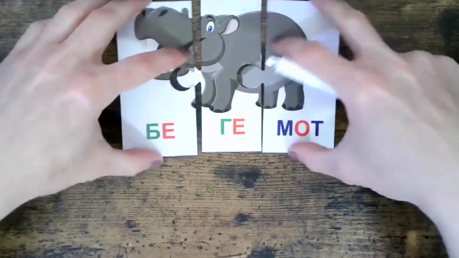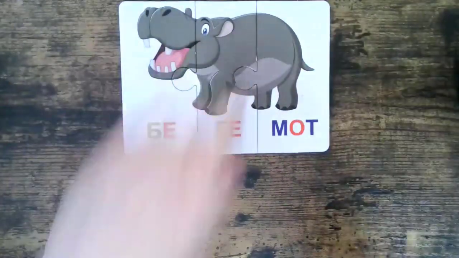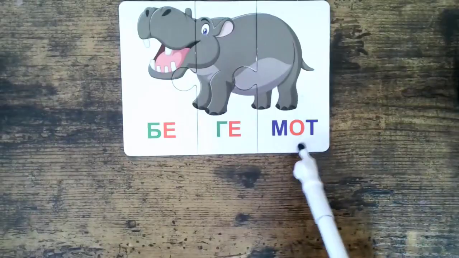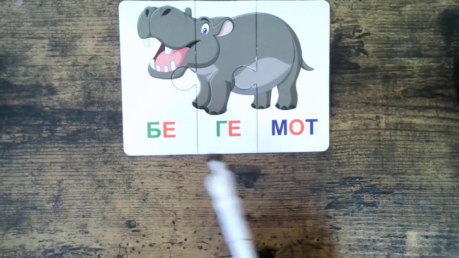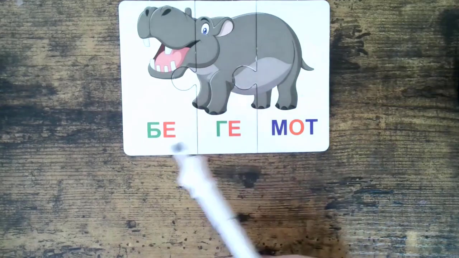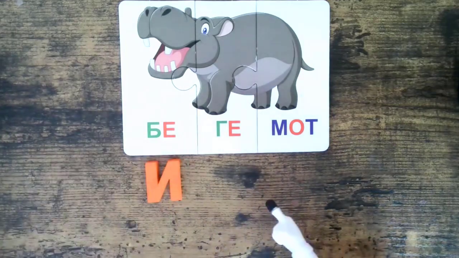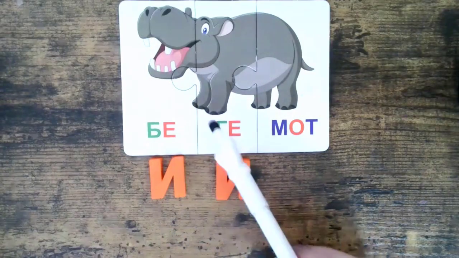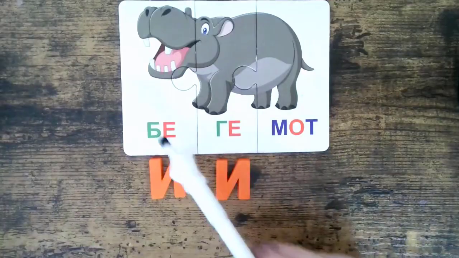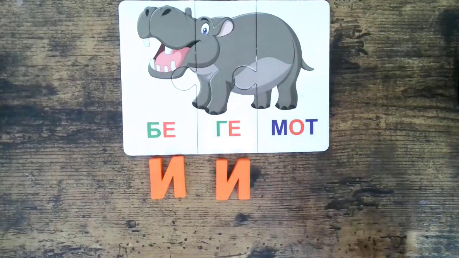So when we put it together, we have to think about where the stress falls. And the stress falls on O, which means these two vowels are unstressed and they are affected. So when ye is not stressed, it basically switches to the sound E. So we will have begemot, begemot.